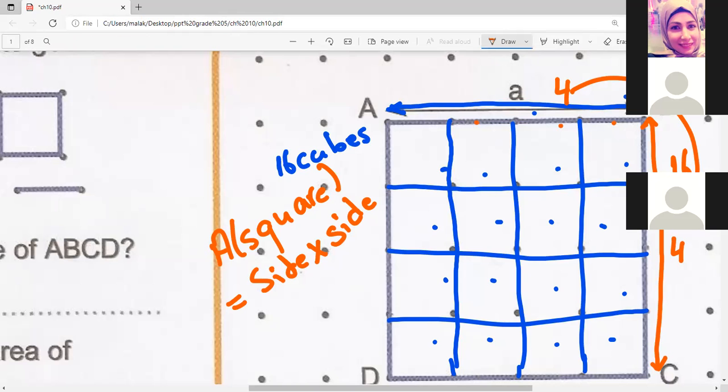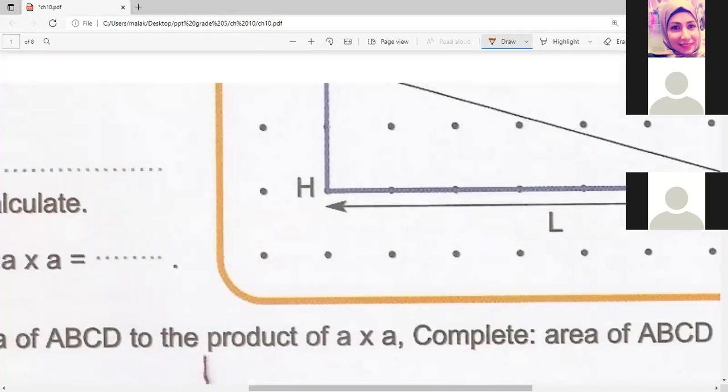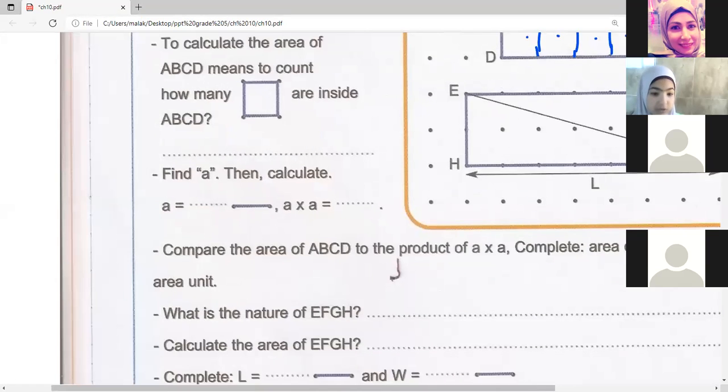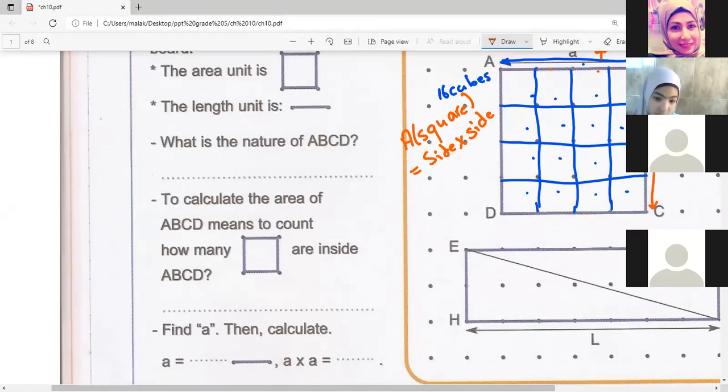Bravo. Now let's deduce the area of a rectangle. Rectangle now. If we also divide it into cubes and count the cubes that are inside this rectangle, how many cubes do we have in all? 14. Exactly. So the area of the rectangle is 14.